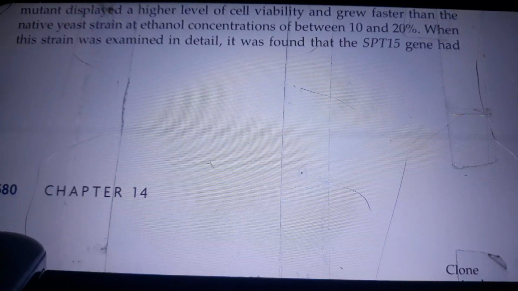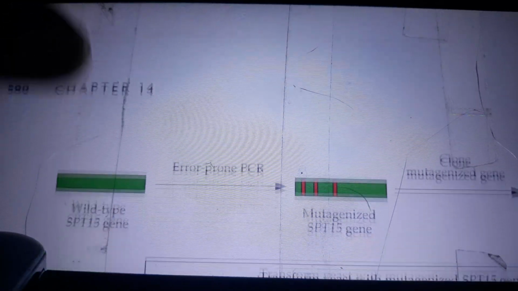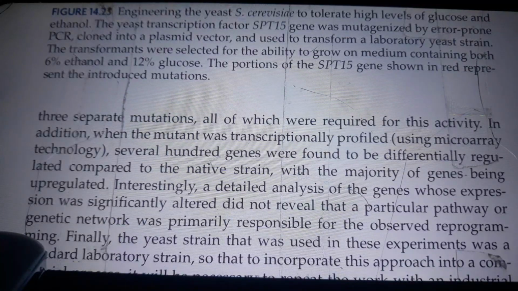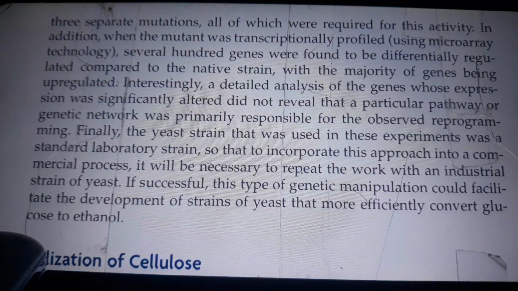When this strain was examined in detail, it was found that SPT15 had three separate mutations, all of which were required for this activity. In addition, when the mutant was transcriptionally profiled using microarray technology, several hundred genes were found to be differentially regulated compared to the native strain, with the majority of genes being upregulated. Interestingly, a detailed analysis of the genes whose expression was significantly altered did not reveal that a particular pathway or genetic network was primarily responsible for the observed reprogramming.